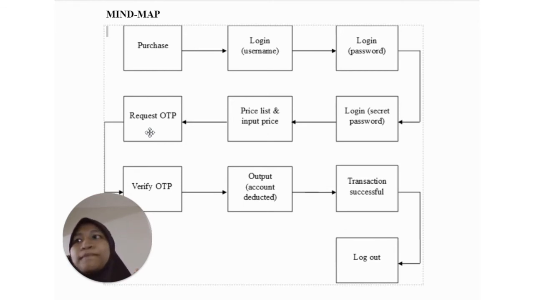Moving on to the next step, the user will then have to request a one-time password, or as known as OTP, from the system. Verification of the OTP will begin shortly after the user has successfully inserted the given OTP back into the system. No sooner than that, the system will show the output that says that the user account has been deducted, which brings the transaction to success.